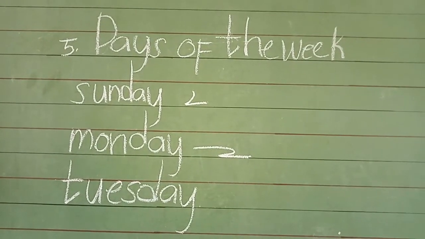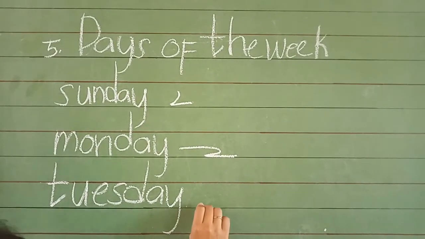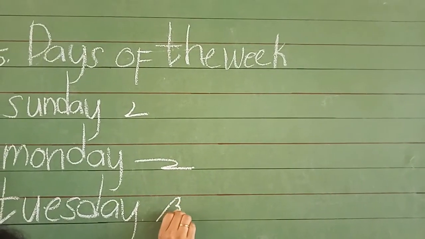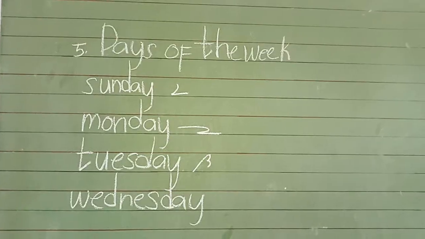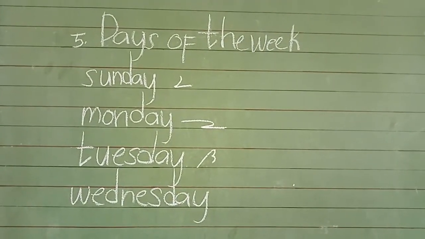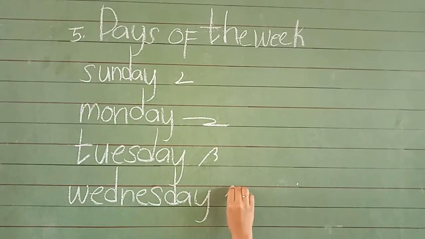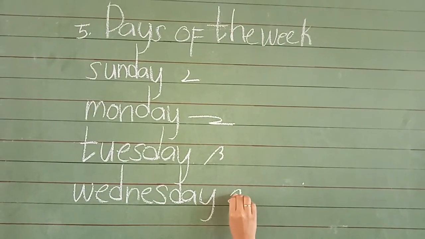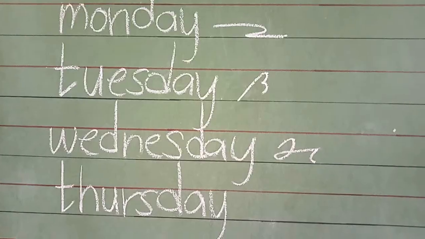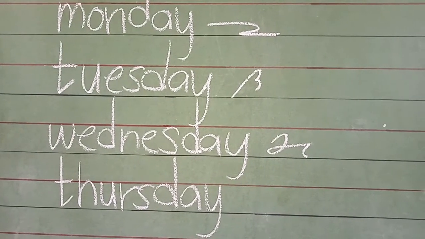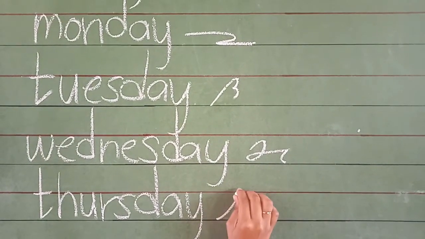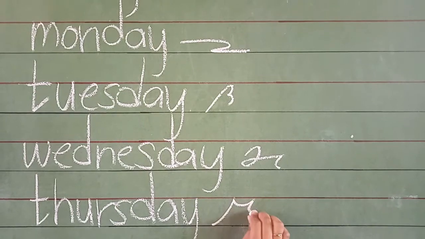Next, Tuesday is represented by T, O without an angle, and S. Next, Wednesday is represented by O, E, N, and left S. Next, Thursday is represented by under ITH, R, and left S.